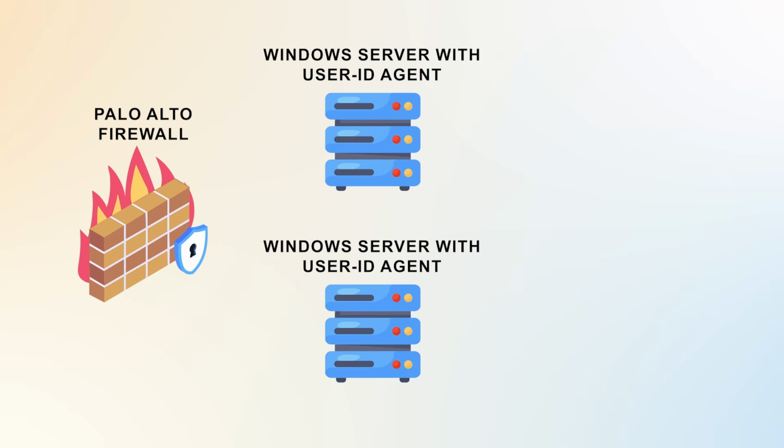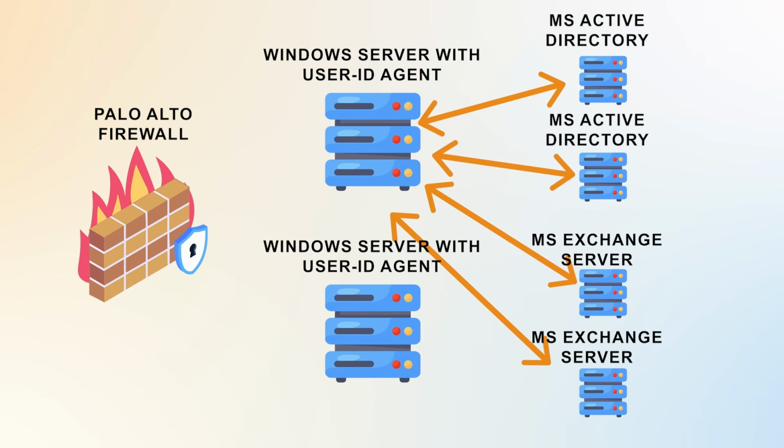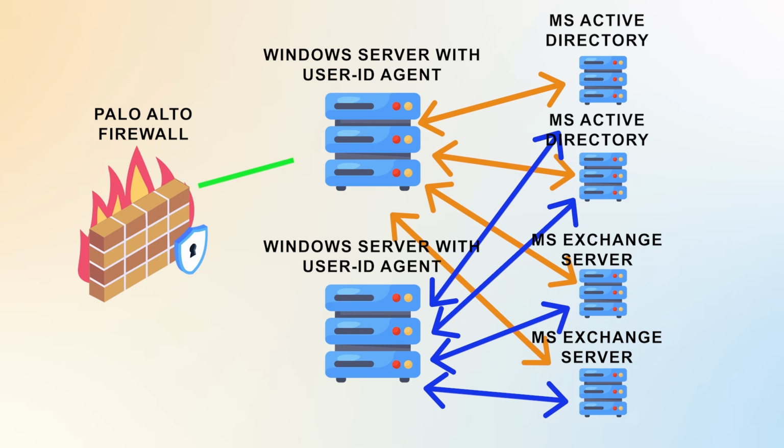So the User-ID agent from Palo Alto is a piece of software that runs on Windows. It connects to your Active Directory or Exchange servers and monitors the logs for login events. This agent uses this information to map IP addresses to usernames. The Palo Alto firewall connects to the User-ID agents to retrieve this user mapping information.